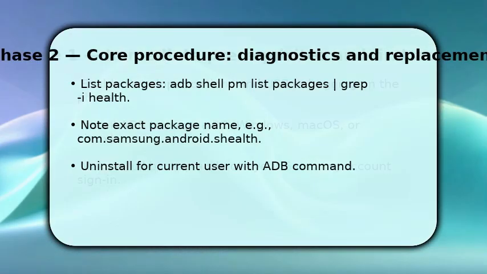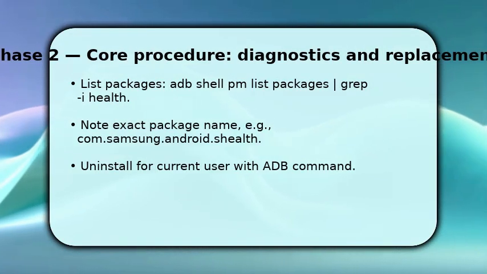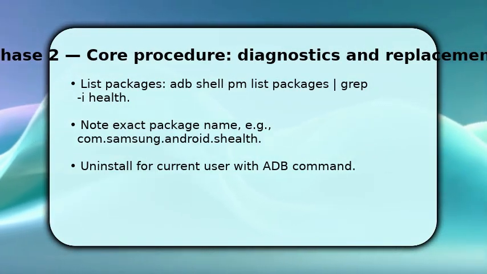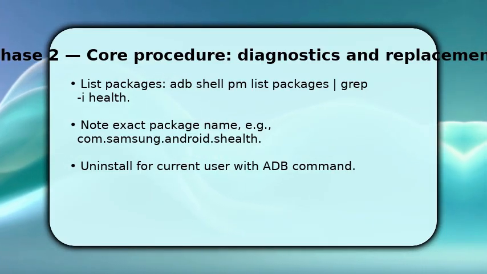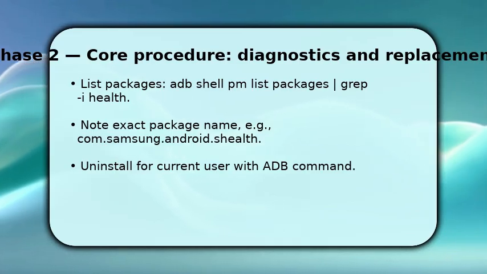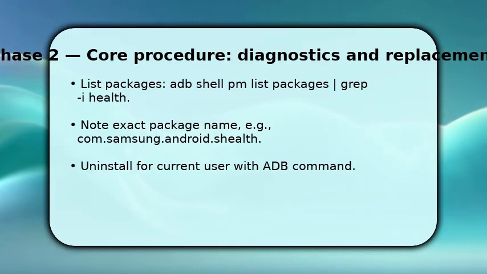Next, identify the exact package name and remove it for your user profile. Run adb devices to confirm connection, then adb shell pm list packages | grep iHealth to find the package. Once you have the exact name, run adb shell pm uninstall --user 0 com.